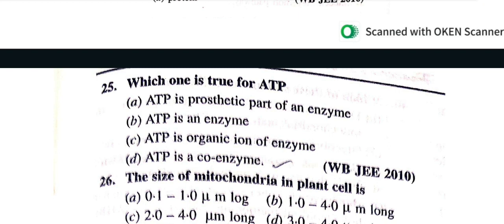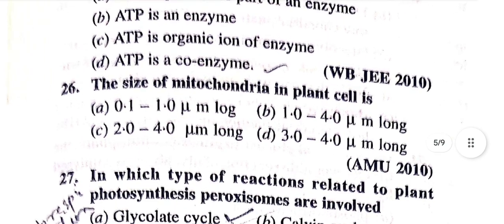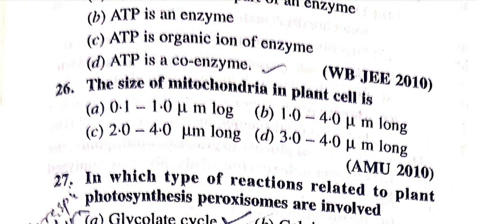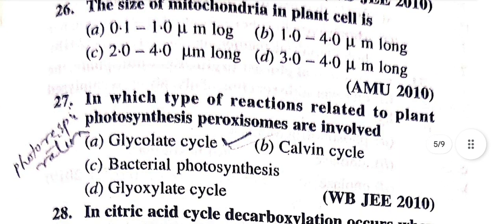So here the correct answer is it is a coenzyme. Then the next question is the size of mitochondria of a plant cell. The size is option B, 1.0 to 4.0 micrometer long. In which type of reaction related to plant photosynthesis are peroxisomes involved?